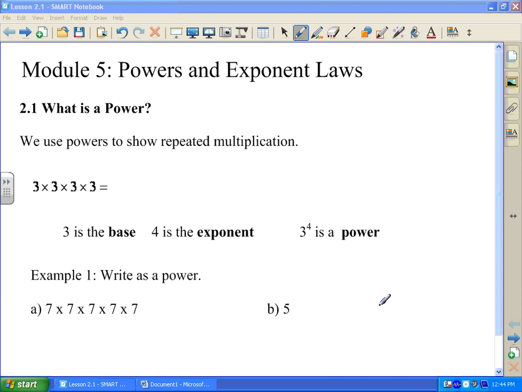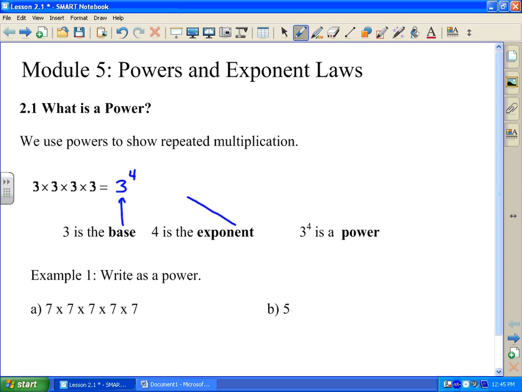So let's start off. What is a power? We learned in Module 2 that we can use powers to rewrite statements where we have repeated multiplication, something like 3 times 3 times 3 times 3. We would say in this case that 3 is a factor 4 times. So we can write 3 to the power of 4 as opposed to writing it out longhand. The 3 is called the base, whereas the 4 is called the exponent. And when I think of 3 to the 4th as a whole, we call that the power.